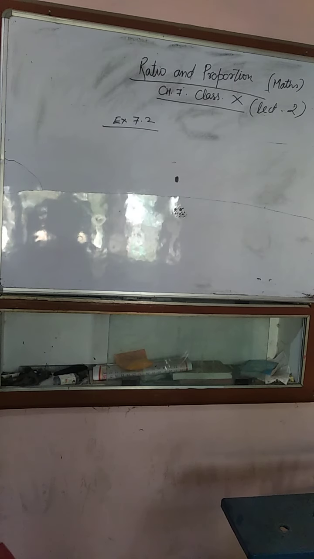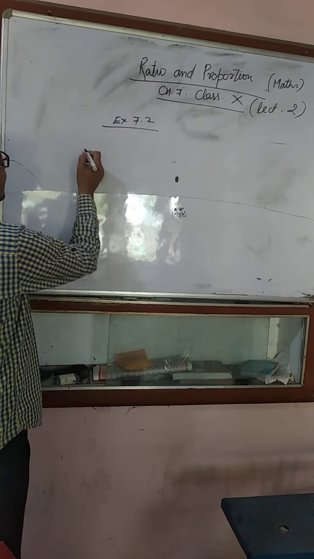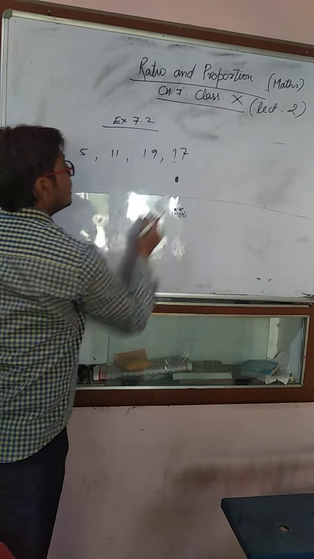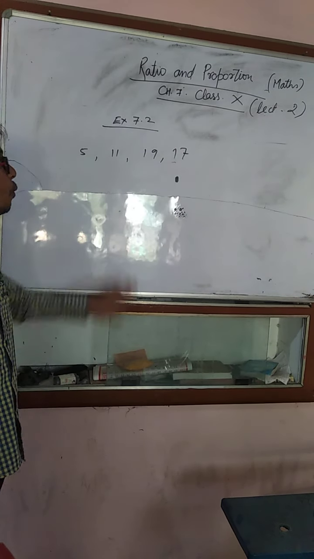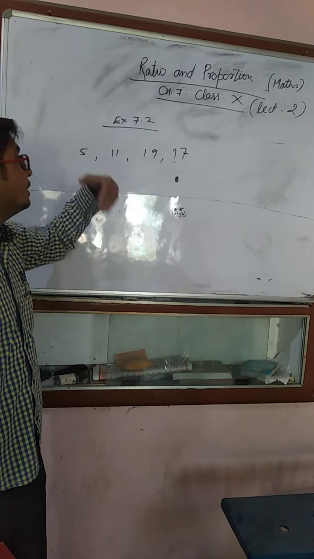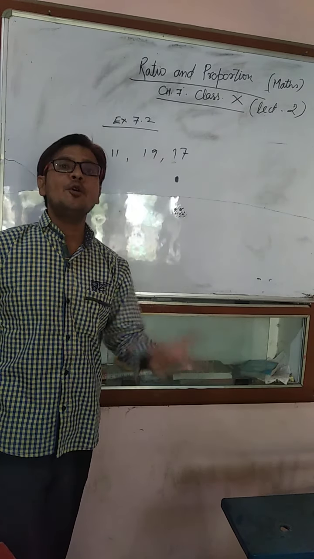Let us consider a question. What number must be added to each of 5, 11, 19 and 17? These are the numbers. What number must be added to these numbers so that these numbers become in proportion?